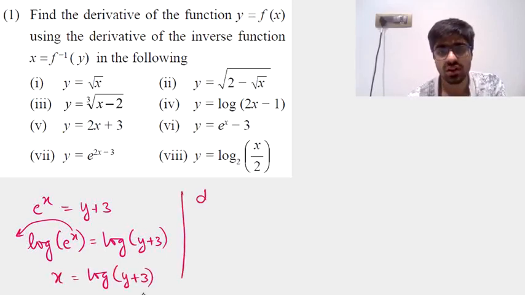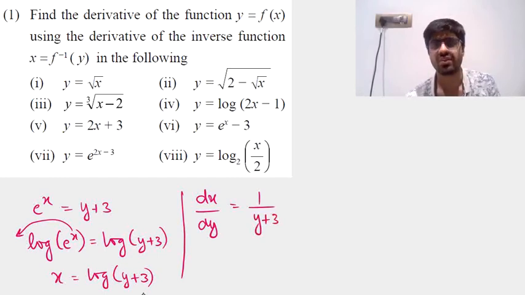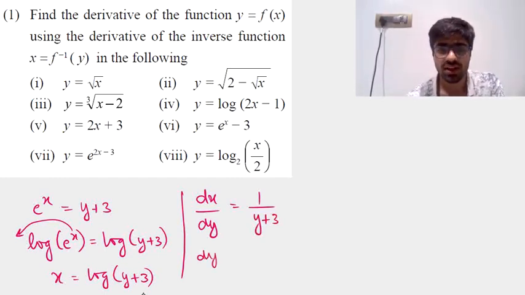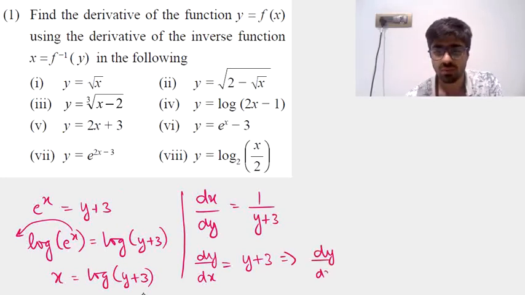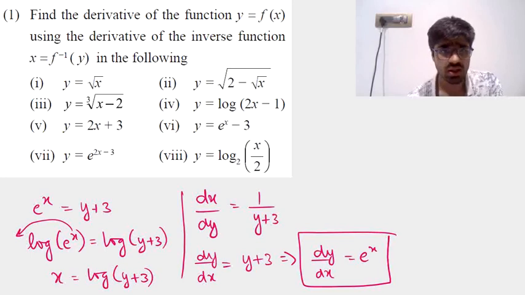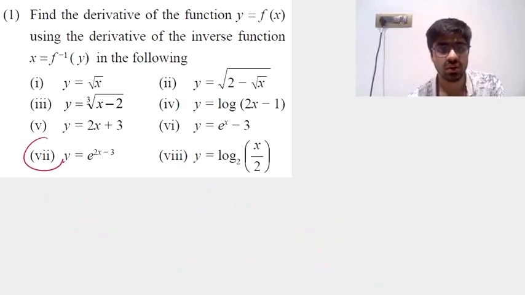And now take a derivative. So you get dx by dy as 1 upon y plus 3 into the derivative of y plus 3, that will be 1 only. So dy by dx will be the reciprocal of dx upon dy, and that is y plus 3. But y plus 3 is e power x, so we have dy by dx written simply as e power x. Yeah, so that's how we are answering the sixth question. And with that, we go ahead with the seventh one.